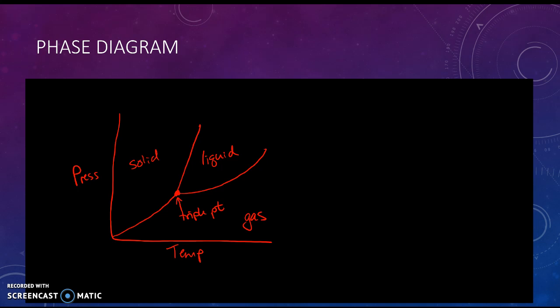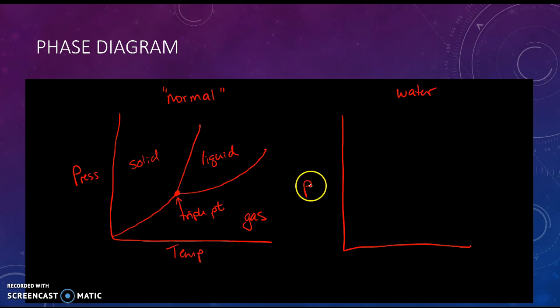Okay. So this is the normal one. I'm going to call this normal. I'm going to put parentheses around it. Now, there is a phase diagram that you guys should know about that is not normal, and that's because it's the phase diagram for water. And let me show you why water is weird.